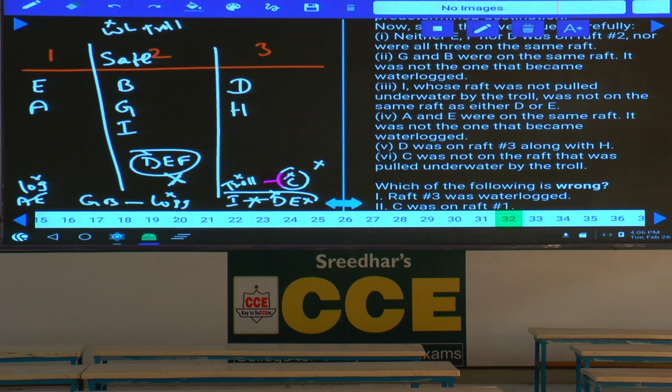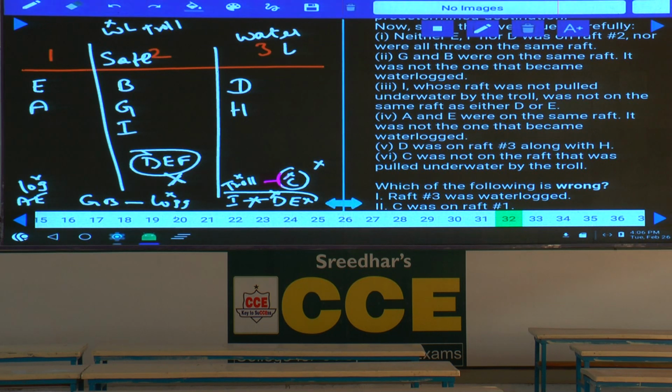Then, now whatever this C was not on the same raft as D or E, and I's raft was not pulled by underwater. A and E were on the same raft. It was not one that became waterlogged. A and E are not waterlogged, and this is waterlogged.